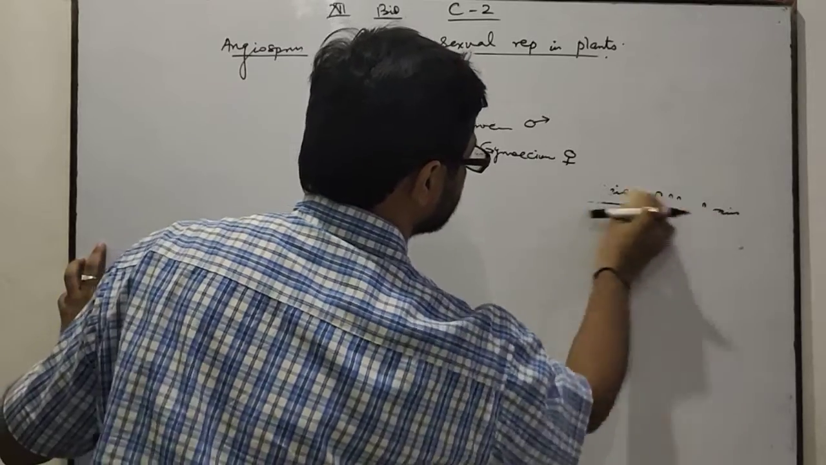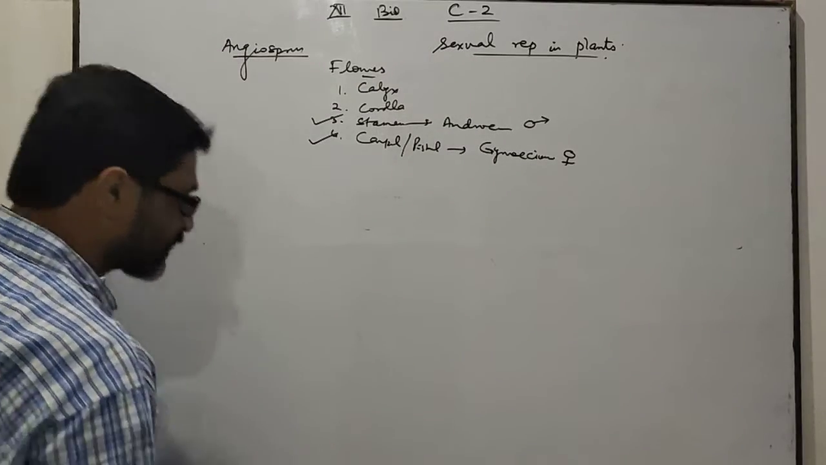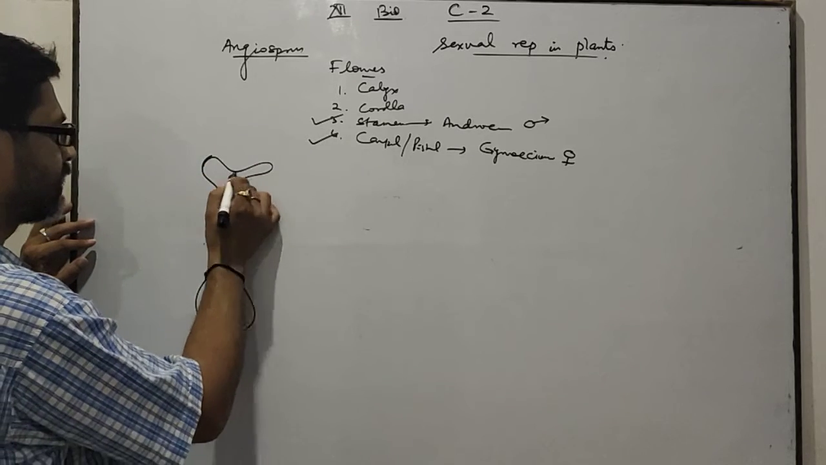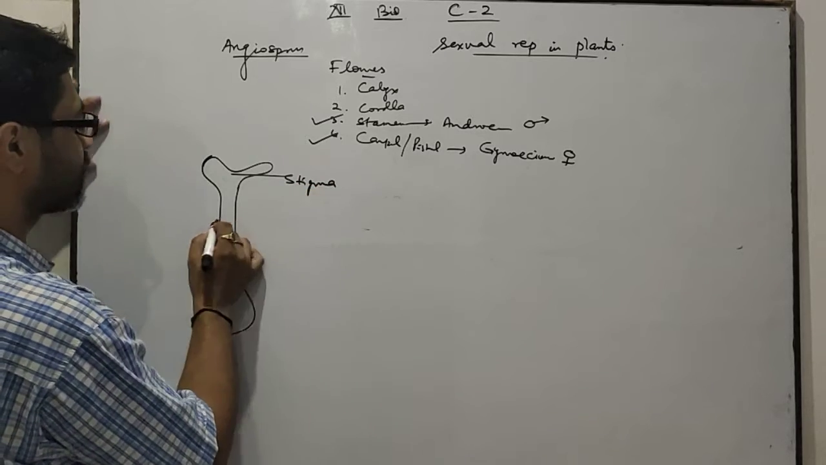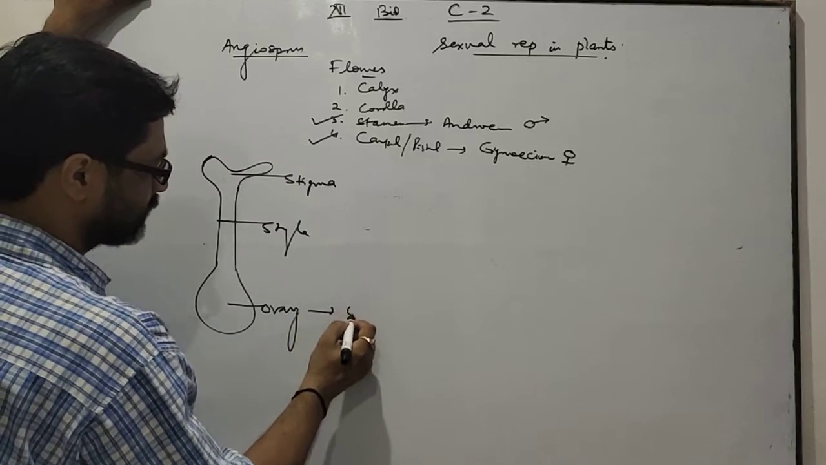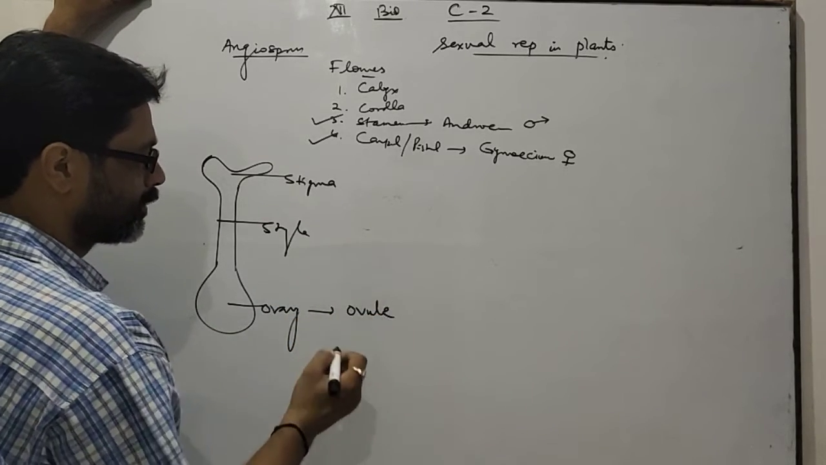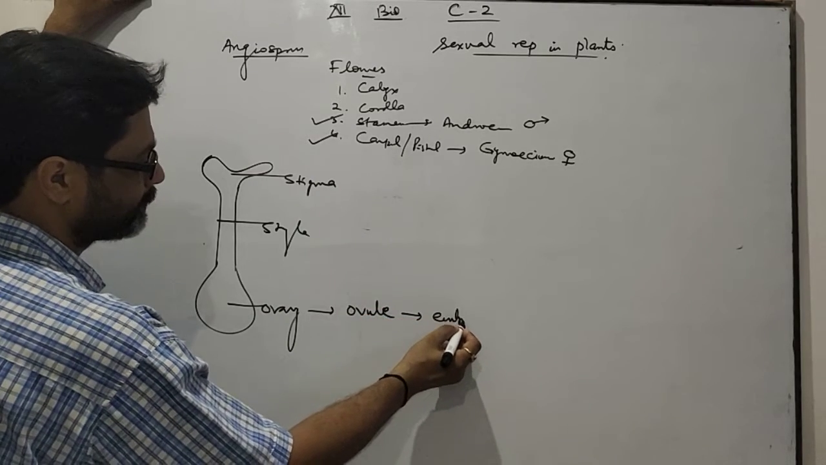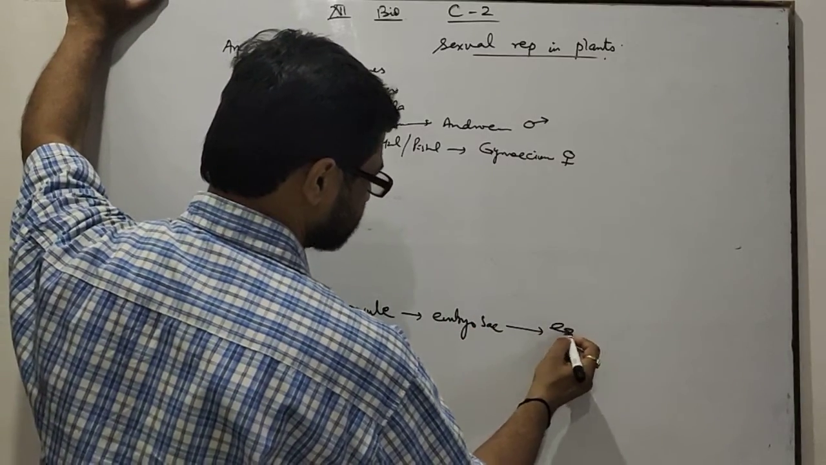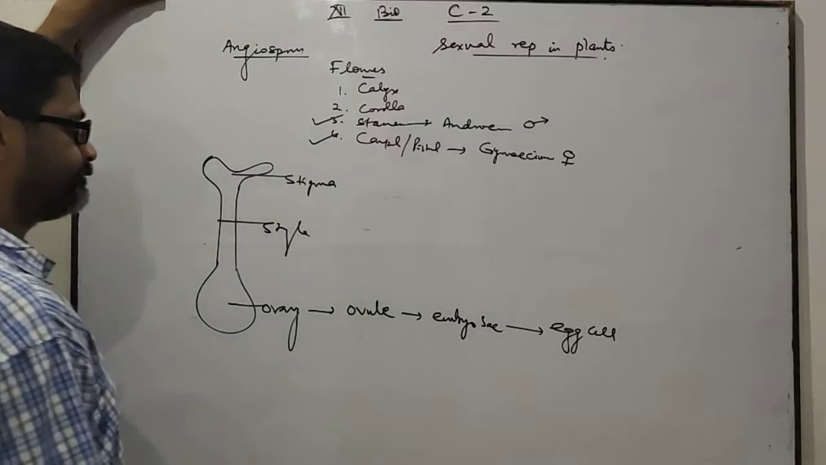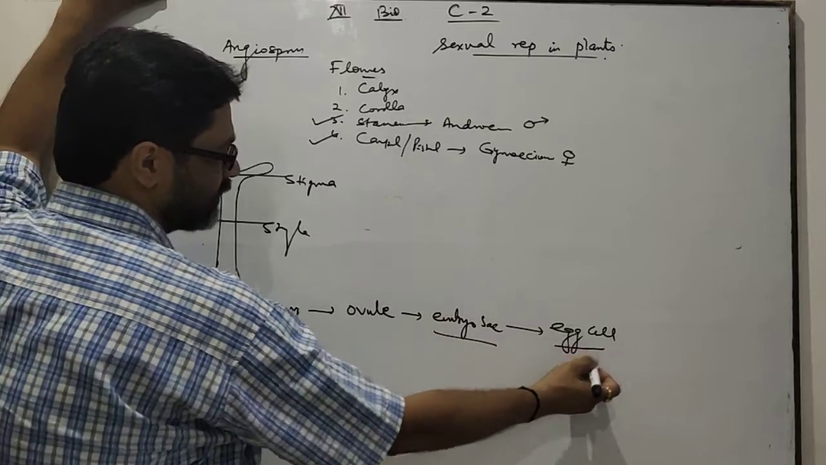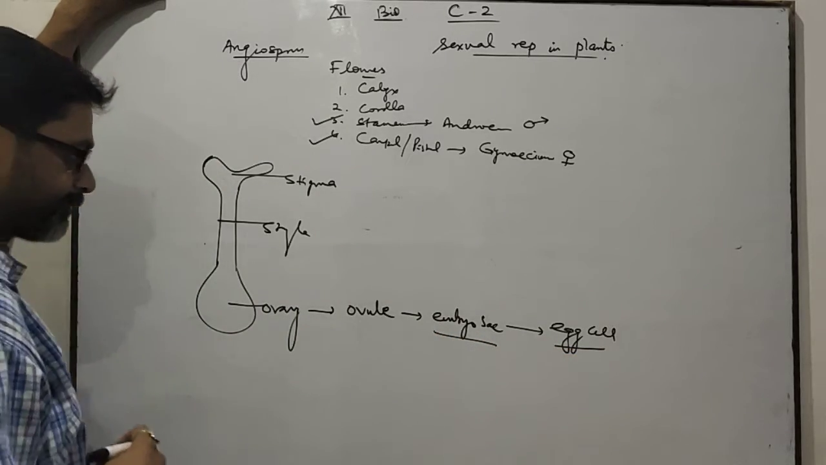That one is carpel, or you can say pistil. What is carpel or pistil? It is the female part of the flower, which is made up of 3 parts. First one is stigma, second one is style, and third one is ovary. Ovary contains ovule. Ovule contains embryo sac. Embryo sac contains egg cell. Within the ovule, the embryo sac is present, and that contains the egg cell.